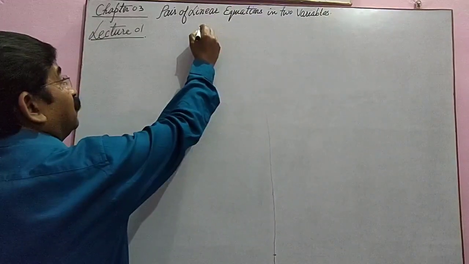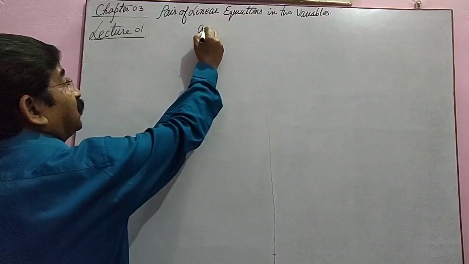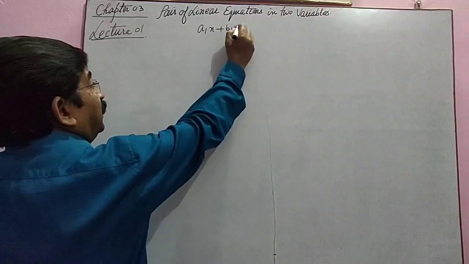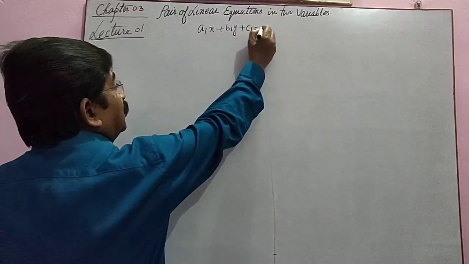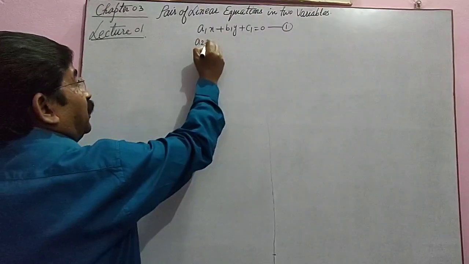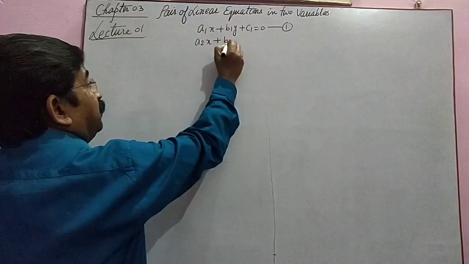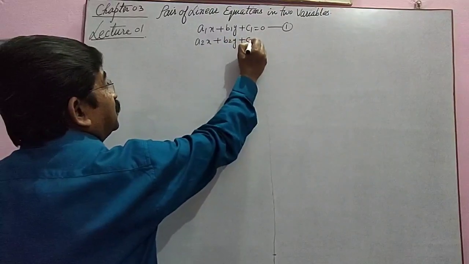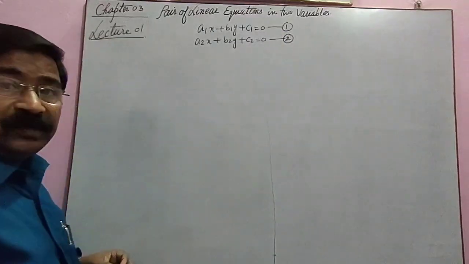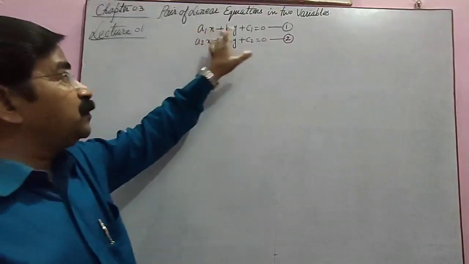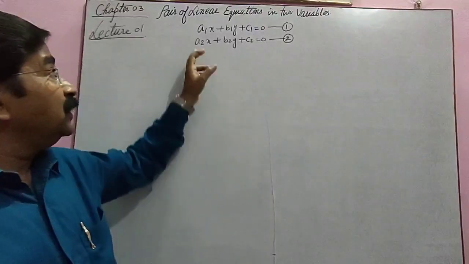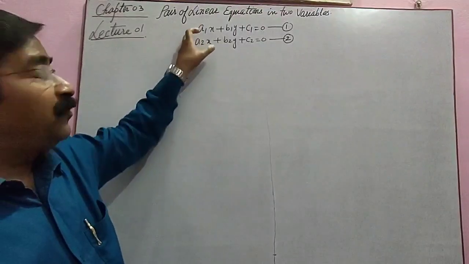Suppose we have an equation a1x plus b1y plus c1 is equal to 0. Equation number 1. a2x plus b2y plus c2 is equal to 0. Equation number 2. This is of the form ax plus by plus c is equal to 0. You have seen this in class 9th. Now in class 10th we have a pair of equations.